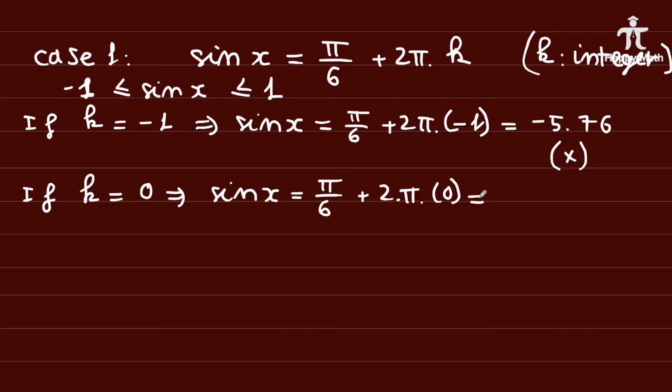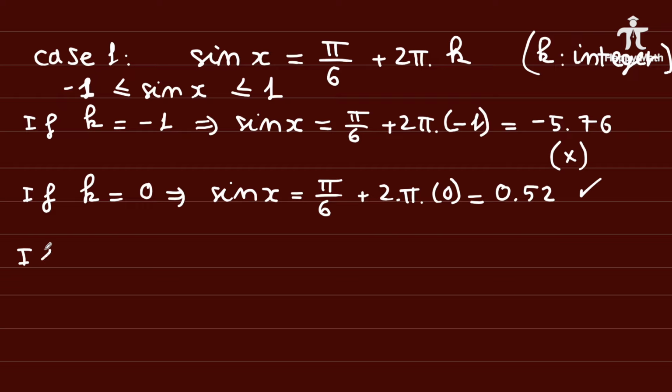The value in this one will be 0.55. Oh, sorry, that is 0.5 and 2 here. And of course this one belongs to this domain because -1 is less than or equal to sin h, which is less than or equal to 1. This is an acceptable solution.